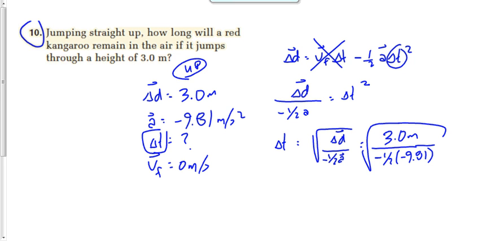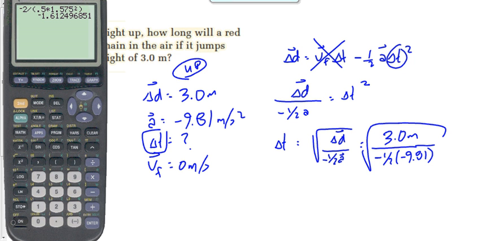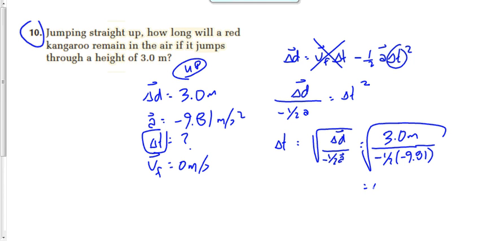Remember what we said when you have a denominator? Make sure you put everything inside the brackets here. The calculator's 3 divided by bracket negative 0.5 times negative 9.81, and then let's end that bracket. And then let's square root that. And we get 0.782 seconds. Why is that not the answer? Because that's up. What are we looking for? Up and down. So we're going to multiply that by 2, and then we get 1.6 seconds to 2 significant digits.